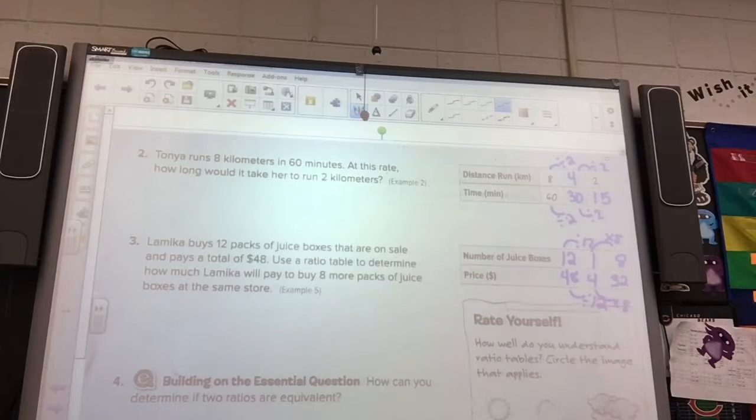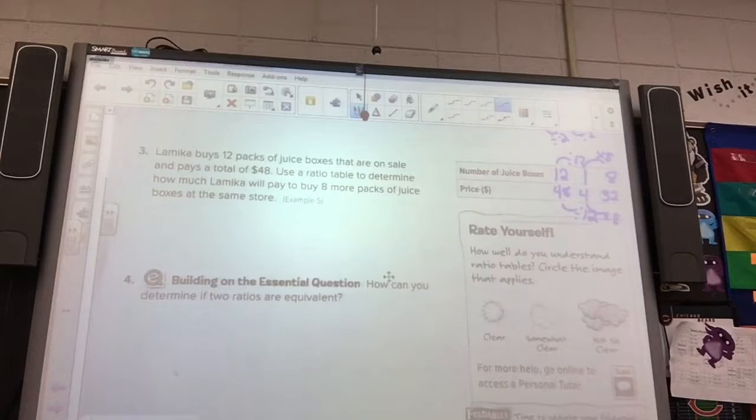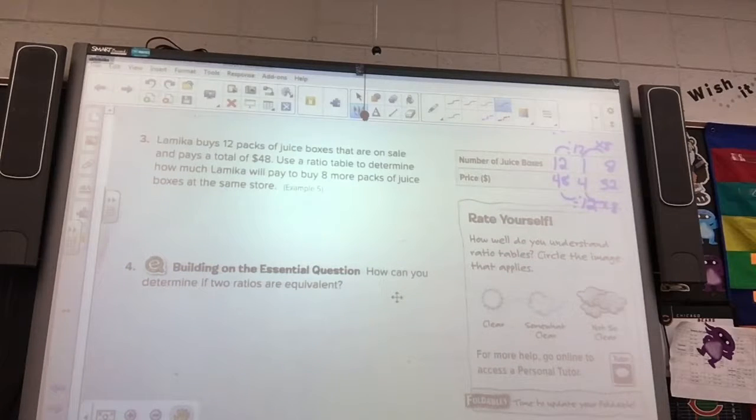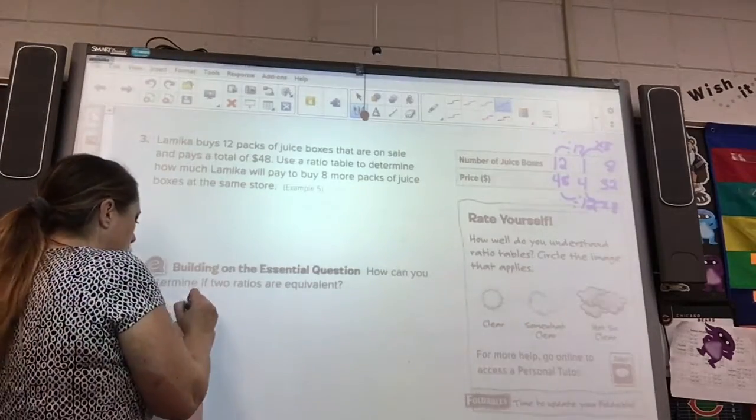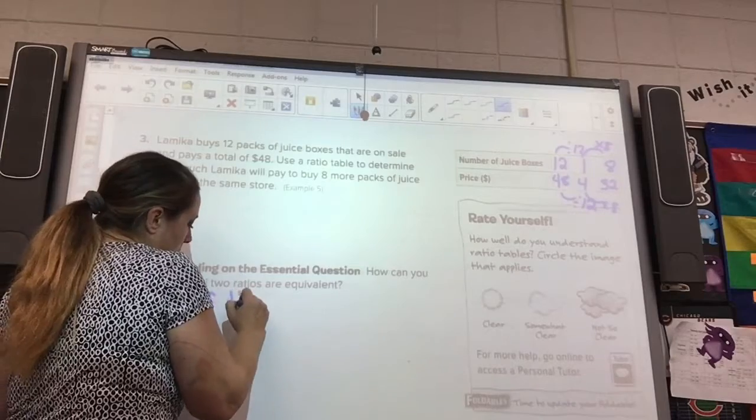At the bottom it says, how can we determine if 2 ratios are equivalent? How do you think we can determine that? If they are simplified by the same ratio, then they are equivalent. If they can be simplified to the same ratio, for example, 1/3, 2/6, and 3/9 are all equivalent because they simplify to 1/3.